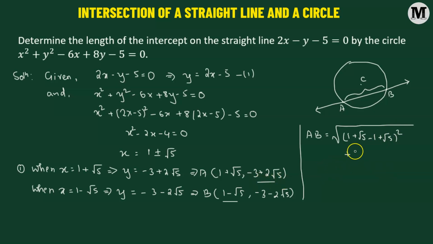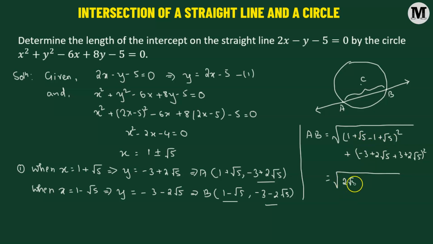So we consider the y coordinate of point A. That's negative 3 plus 2 times square root of 5. And from here, we're going to subtract the y coordinate of point B. That's negative 3 minus 2 times square root of 5, whole square. That will be equal to, we take the square root. So here 1 and 1 get cancelled. Square root of 5 plus square root of 5, that's 2 times square root of 5.